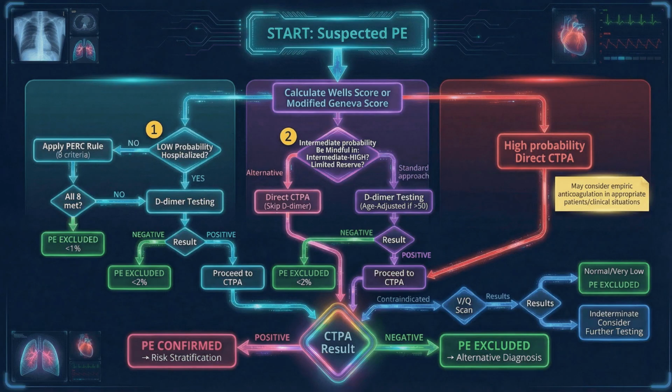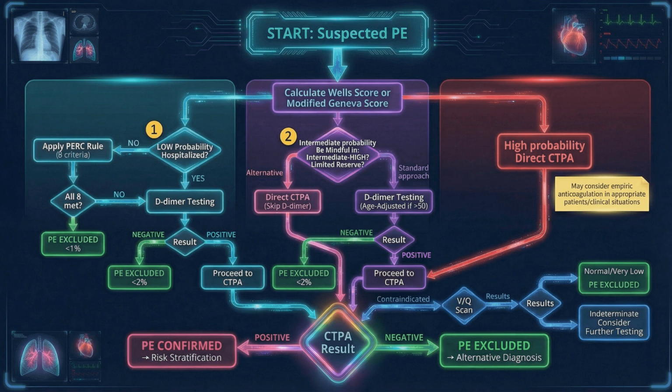Let's walk through the initial approach when you suspect a pulmonary embolism in a patient. The first step is to apply the PERC rule, the pulmonary embolism rule-out criteria, which consists of 8 clinical criteria designed to identify patients at very low risk of PE. If the patient meets all 8 criteria, and they are not hospitalized or otherwise high risk, you can effectively exclude PE without further testing.